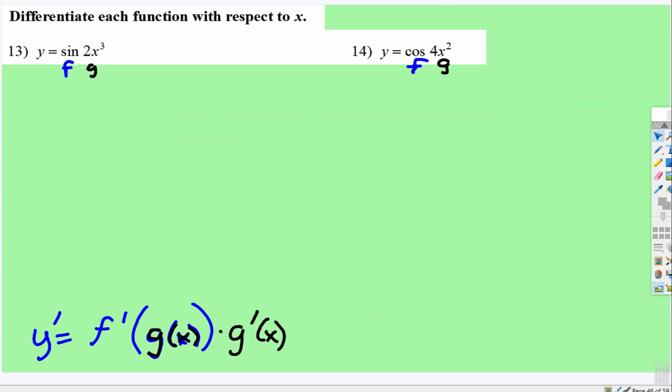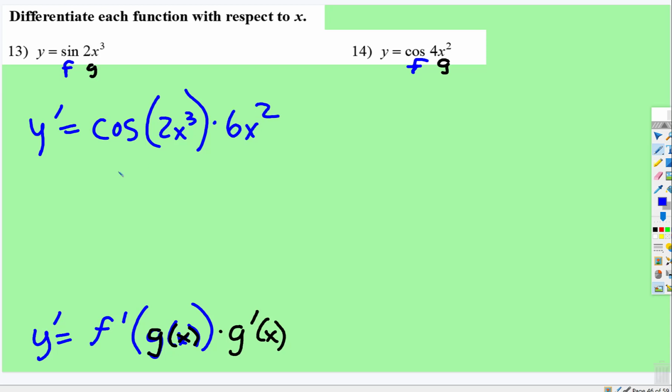So let's go ahead and do a couple in real time. So this one, there's just an f and a g. So y prime, well, the derivative of sine is cosine, leaving the theta intact, but then you multiply it by the derivative of g, or the derivative of theta, which would then be 6x squared, and then you simplify. Bring the 6x squared in front, and then cosine of 2x cubed. All right, so that was pretty easy.